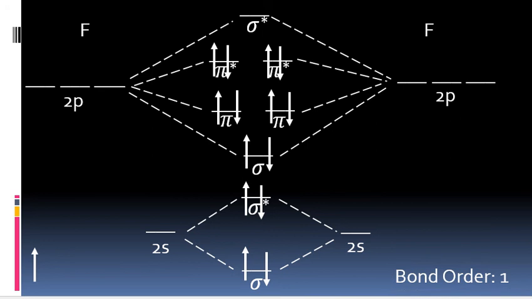So what would we expect to be the bond between 2 fluorine atoms? Well, a molecule of 2 fluorine atoms would have a single bond, or a bond order of 1. Hey, cool. That makes sense.